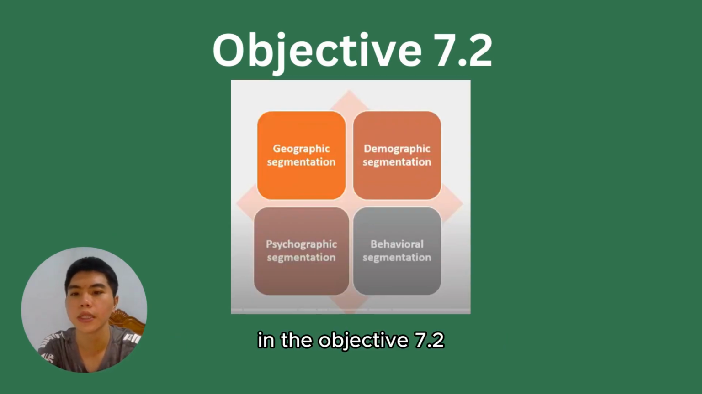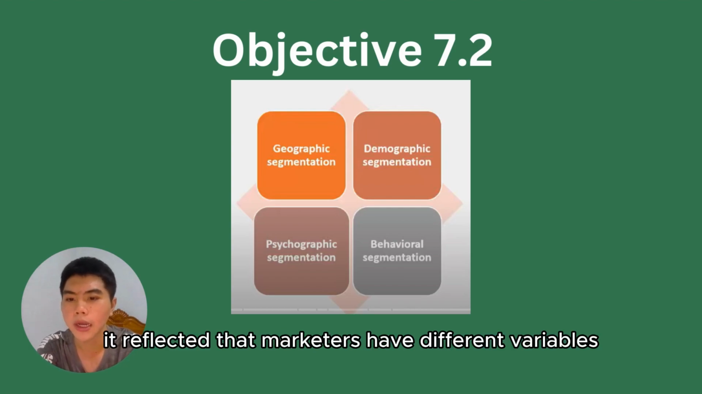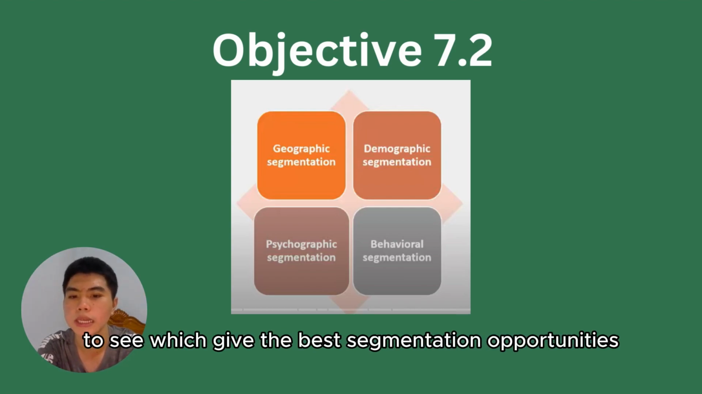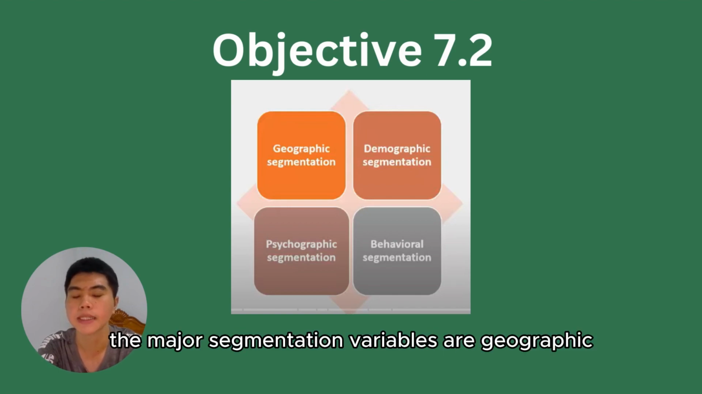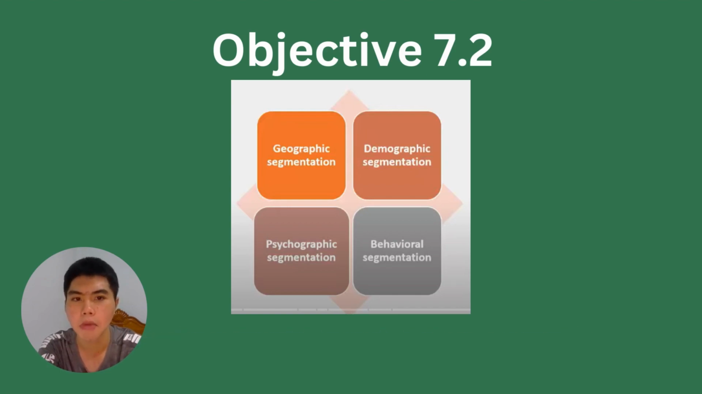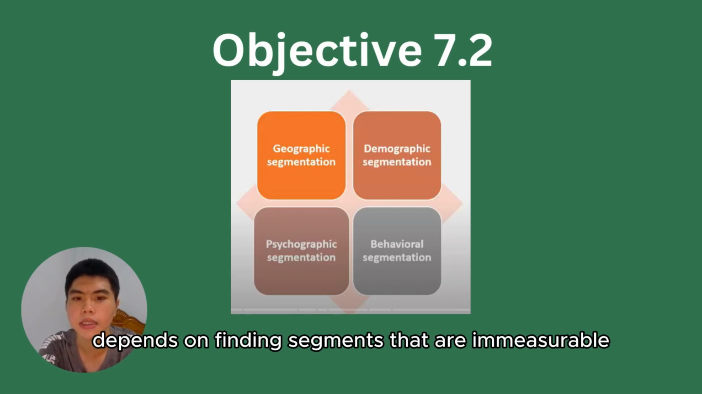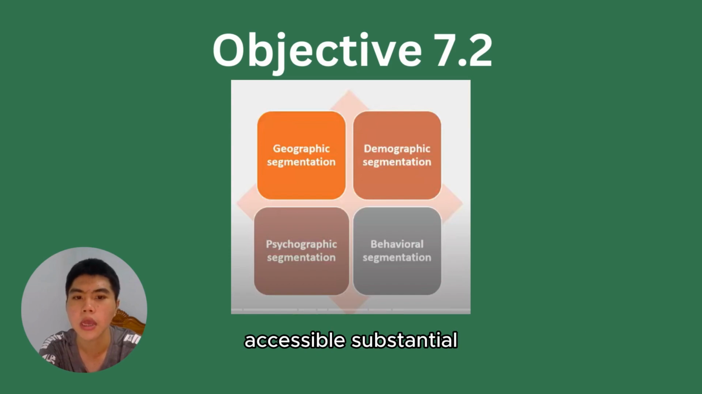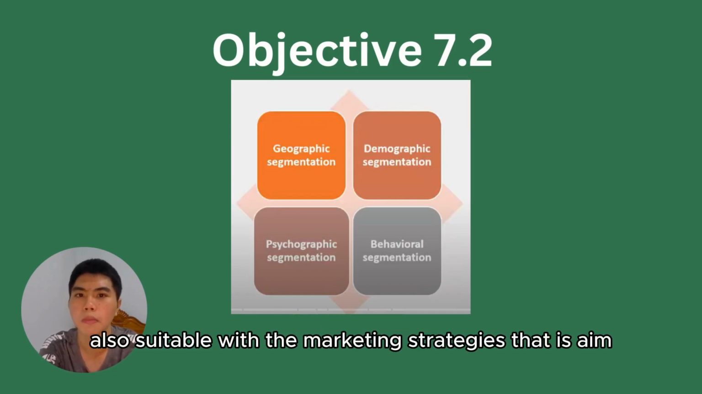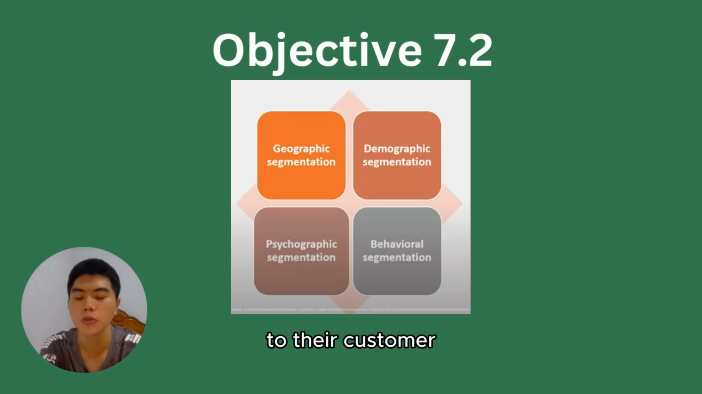In Objective 7.2, it reflected that marketers have different variables to see which give the best segmentation opportunities. For consumer marketing, the major segmentation variables are geographic, demographic, psychographic, and behavioral. The effectiveness of these segmentation analyses depends on finding segments that are measurable, accessible, substantial, differentiable, and actionable, also suitable with the marketing strategies aimed at their customers.